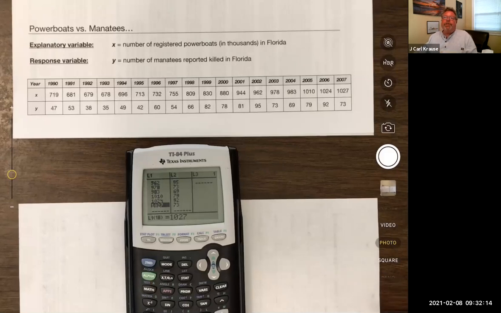And I want to show you guys how to do basically 3 things. I want to create a scatter plot for this bivariate data. Then I'm going to ask the calculator to find the equation of the line that best fits the scatter plot. And then I'm going to go ahead and graph that line as well. So I'm going to show you guys how to do three things.